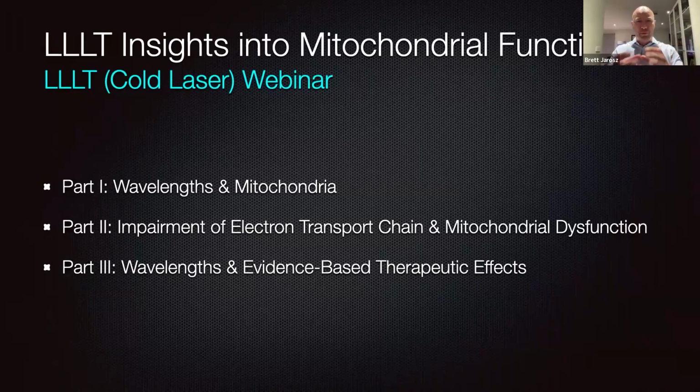issues with the electron transport chain or issues with the mitochondria, if we have dysfunction there, how that can influence human health. And then we want to start to look at how different wavelengths influence the components of the electron transport chain. And then we want to look at the different things within the literature that have been shown to have therapeutic effects as it relates to photobiomodulation and specifically low-level laser therapy into mitochondrial function.